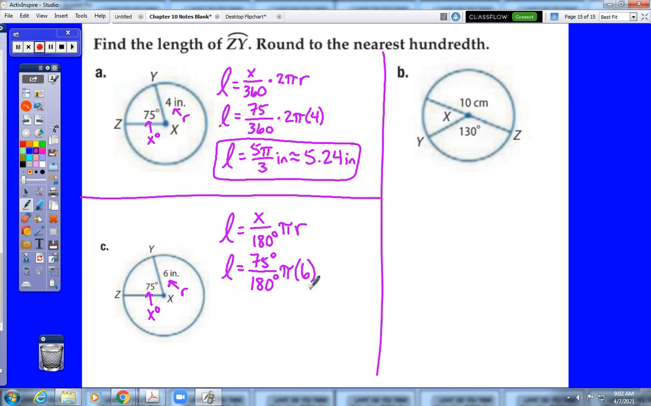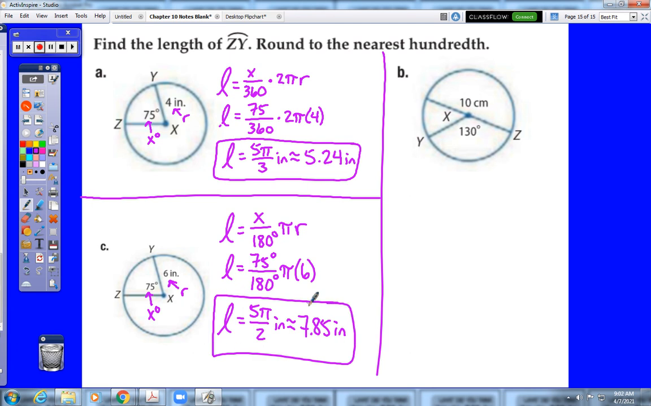So again, we're going to feed that to our calculator. 75 over 180 times pi times 6. And that will give us an arc length of 5 pi over 2 inches. Convert that into a decimal and round to the nearest hundredth, 7.85 inches. Okay, again, the directions specify that we're supposed to be rounding to the nearest hundredth.